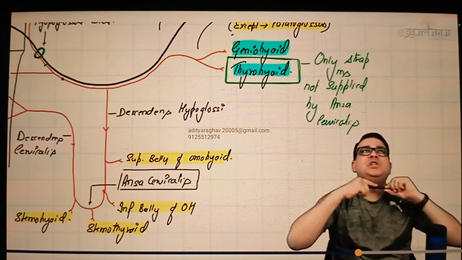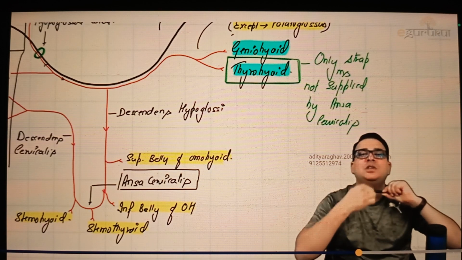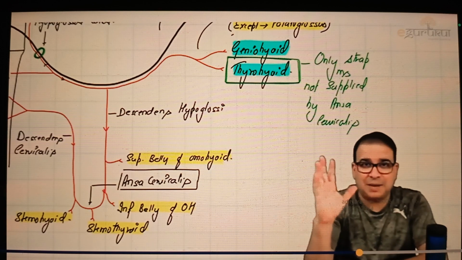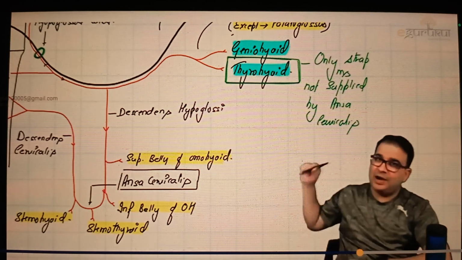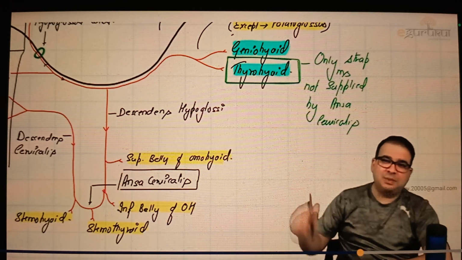And there is another muscle called geniohyoid. Geniohyoid is from the mandible to the hyoid. So geniohyoid is above the hyoid bone. It is not a strap muscle, but thyrohyoid is a strap muscle, and that is the only strap muscle which is not supplied by the ansa cervicalis.